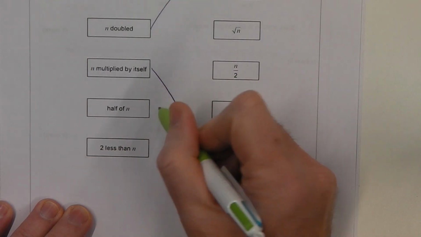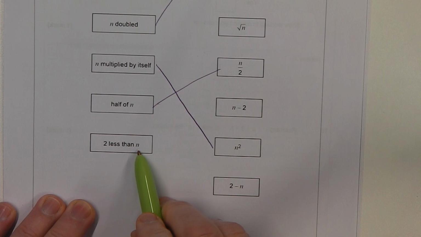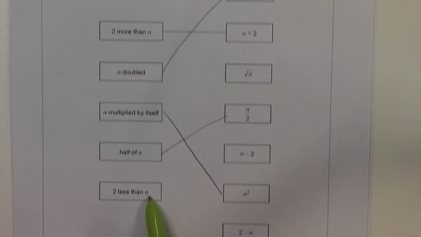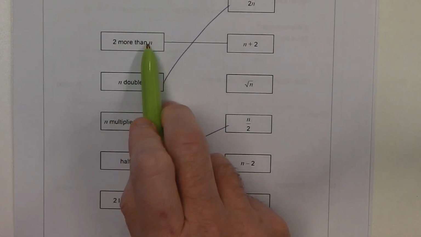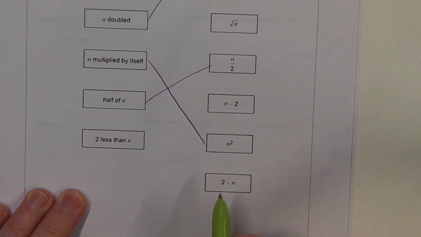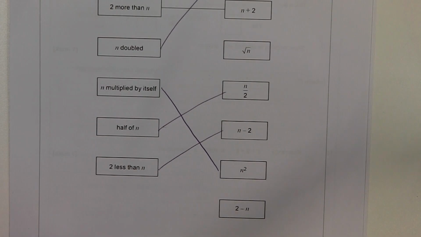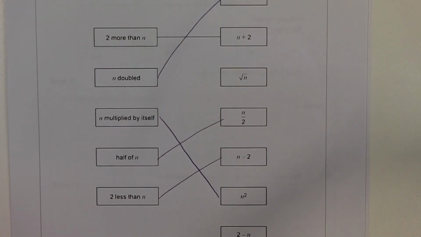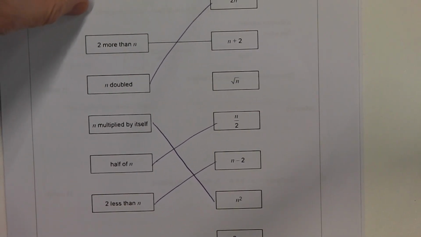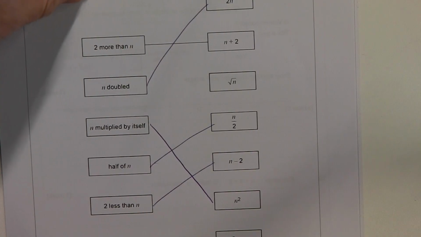Half of n, well, to get half of anything we divide it by 2, don't we? So there we have n divided by 2, and 2 less than n, and that's just the opposite of what we were doing here, 2 more than n. So we're looking for n minus 2, which is here, n minus 2, and that's 4 marks. That's a great type of question if you get them.